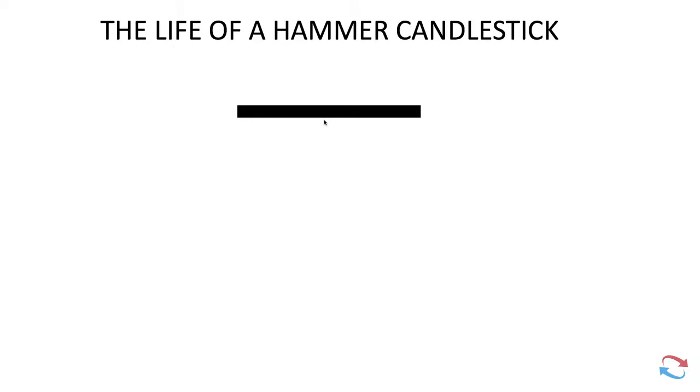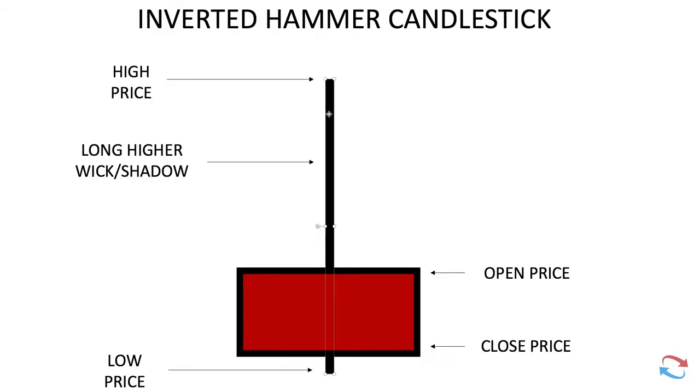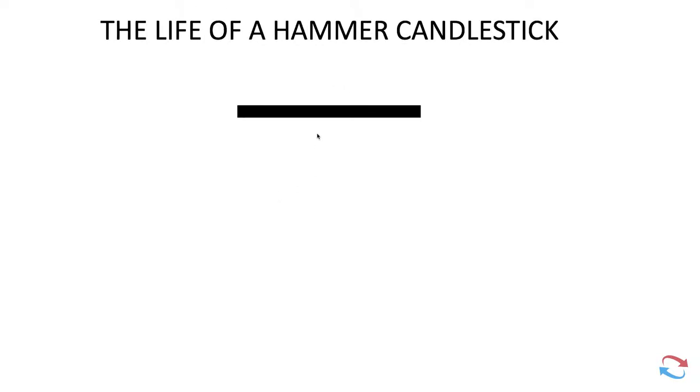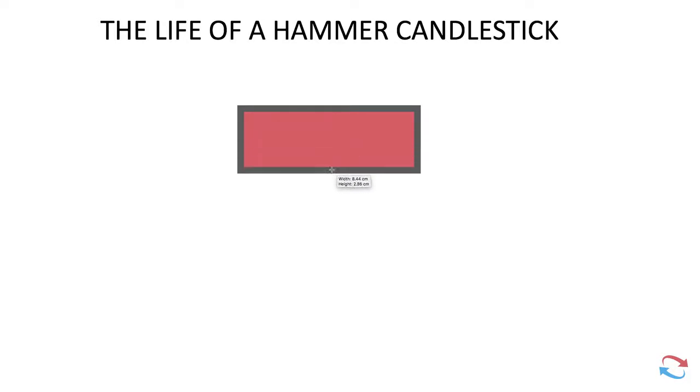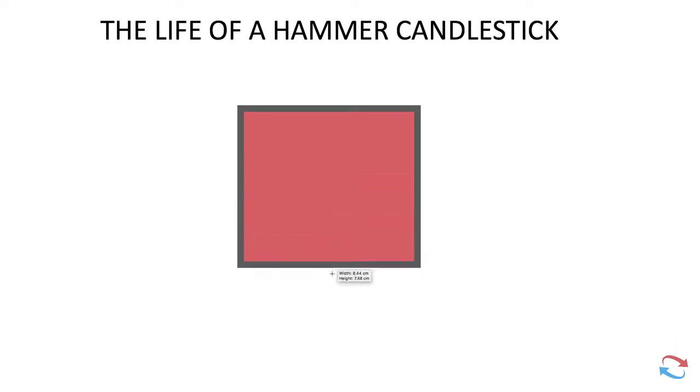So this is the life of a hammer candlestick. We have our open price, so this is basically where we start. We don't know what the previous candle was before, but let's ignore that and just say that price started from here. So we have an open price, and then what happens is price will generally end up going down. Sellers are pretty much in control, so it's going down to a certain point.